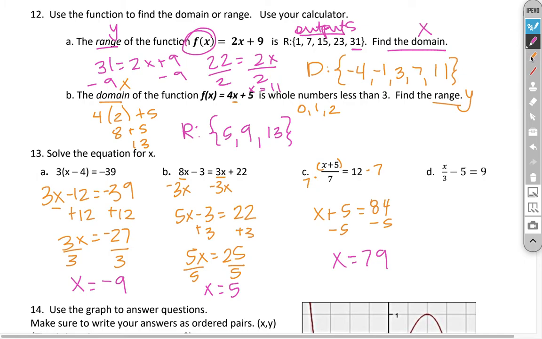Okay, and then we've got x over 3 minus 5 equals 9. Well, the first thing that we want to do is get rid of this 5, so we'll add 5 to both sides. Then we've got x over 3 equals 14. Then we want to get x alone, so we're going to multiply by 3 on both sides. And then you get your answer, x equals 42. All right, let's keep going.